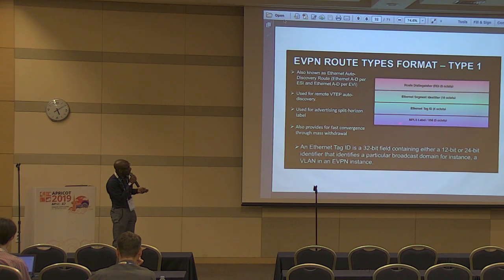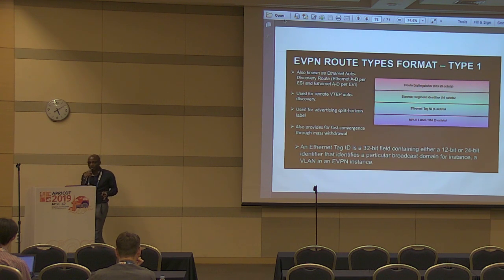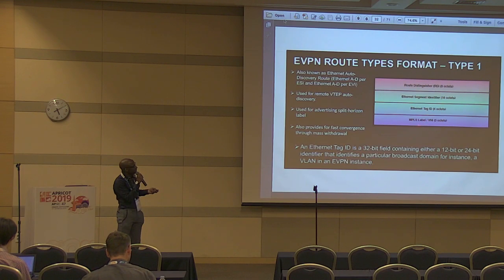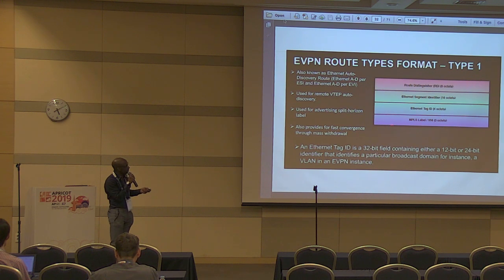The encoding does not change whether you're using MPLS data plane encapsulation or VXLAN data plane encapsulation. The route encoding is the same. The only thing that changes is what is actually encoded here. If it is an MPLS encap, this will be an MPLS label, obviously. If it is VXLAN encapsulation, it's going to be the VNI ID.